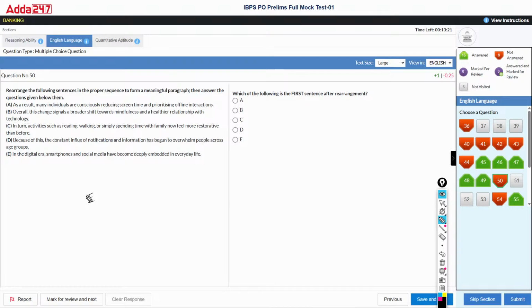As a result, many individuals are consciously reducing screen time and prioritizing offline interaction, mindfulness, and healthier relationships. Deeply embedded. And because of this, the constant influx of notifications overwhelms people. In turn, activities such as reading feel more restorative than before. And as a result, many individuals do this. Overall, this change signals a broader shift toward mindfulness.